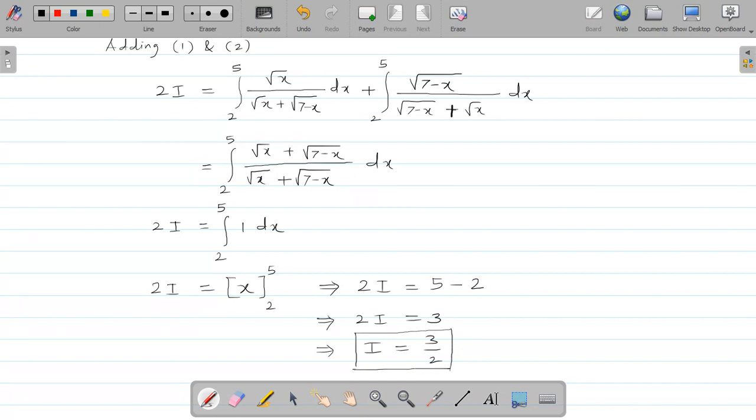So see how to use the property here to get the integration.